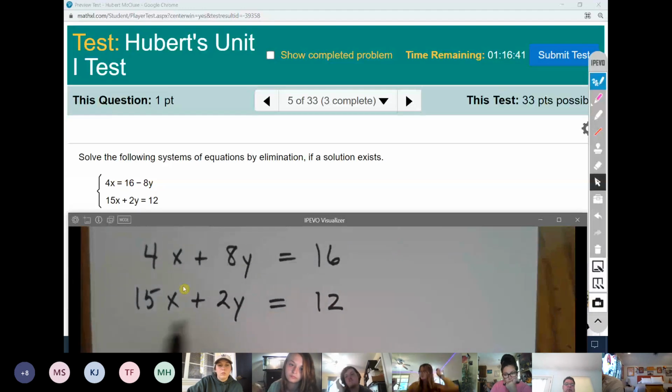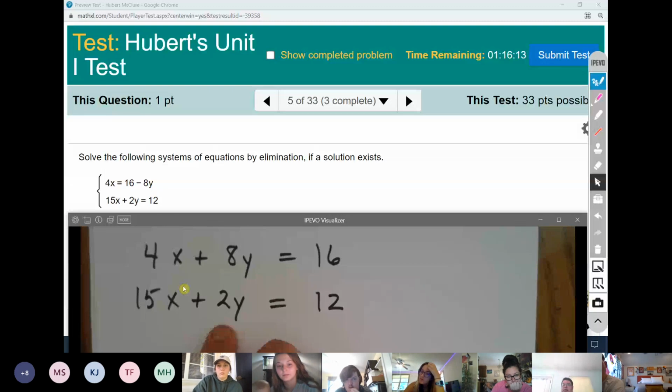Okay, so do we have opposite signs? Yes or no? No. Do we have the same coefficients? No. So we're going to have to work here. Does anybody have any idea which one I am more inclined to get rid of, X or Y, in this problem? Y. Why do you say Y? Or no, X. Or no, Y is smaller. Yes, okay. Y is smaller.